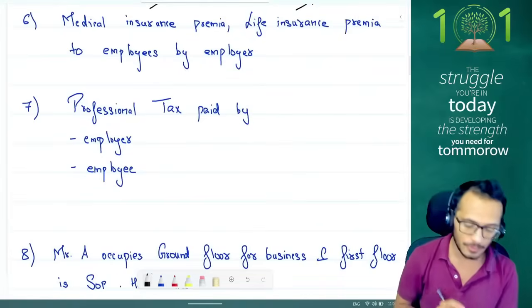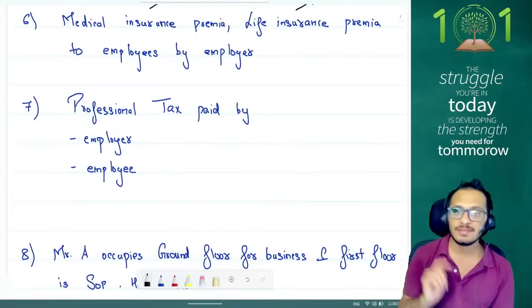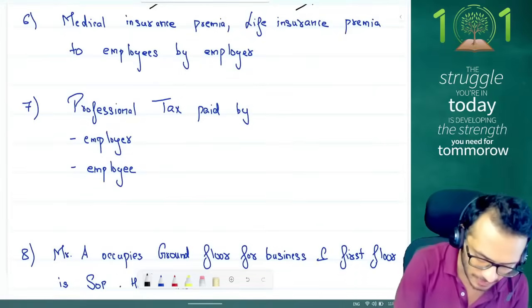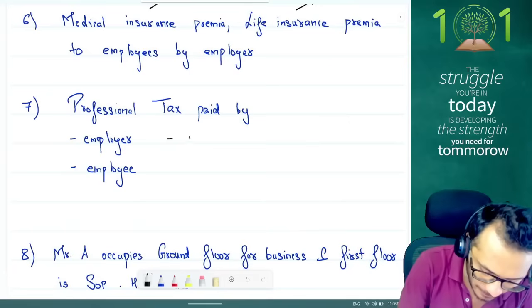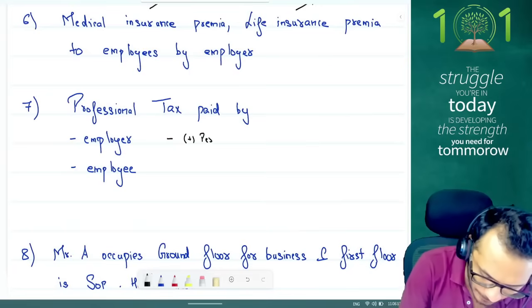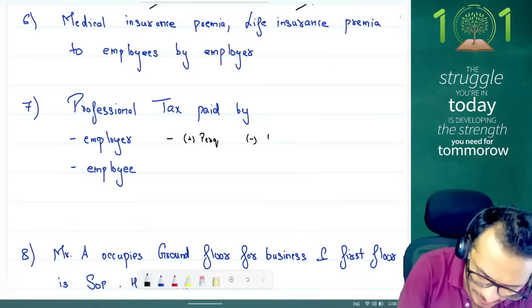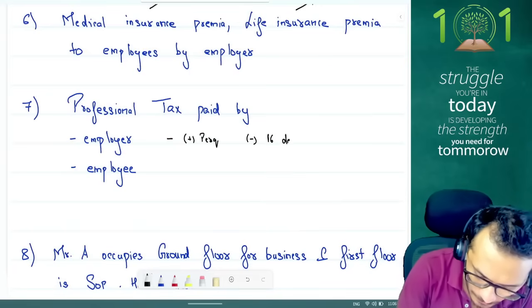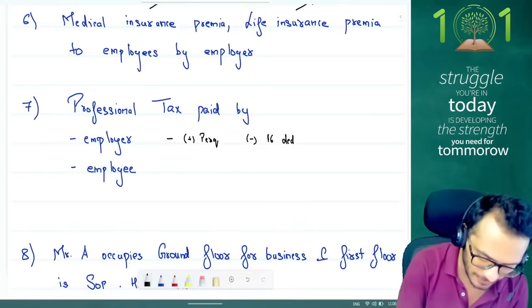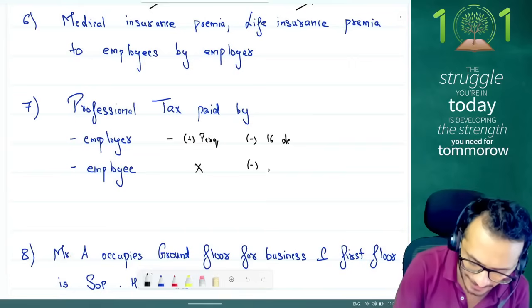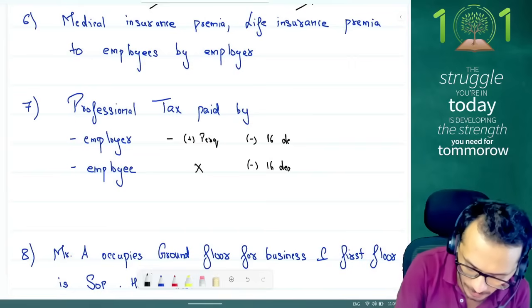Yes, when it comes to professional tax paid by employer or employee, this is what you have to keep in mind. When it comes to professional tax, people, if the payment is happening by employer, first it is added as perk and then allowed as Section 16 deduction. If it is an employee, it was never a perk. It is directly allowed as Section 16 deduction. This is what the concept is.